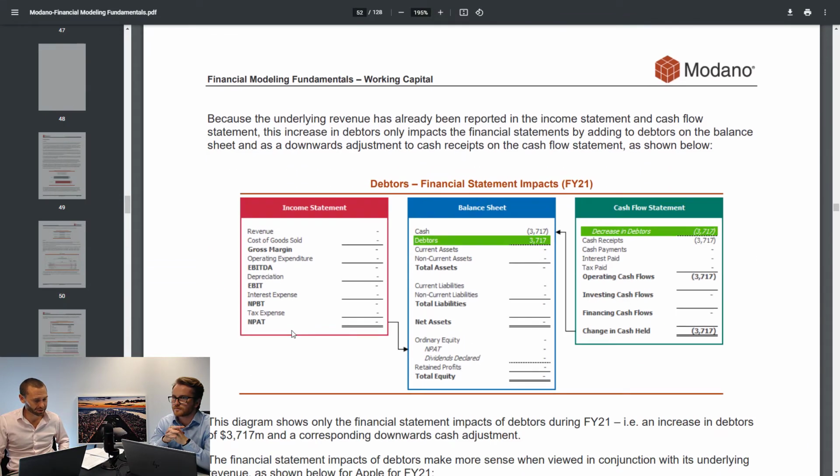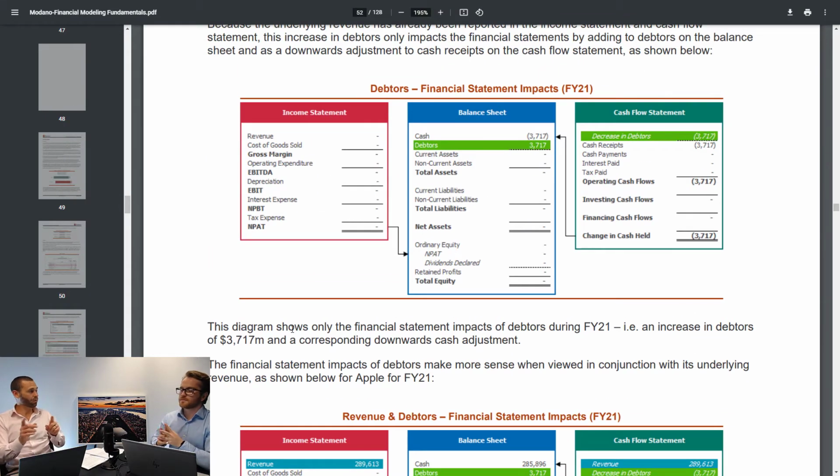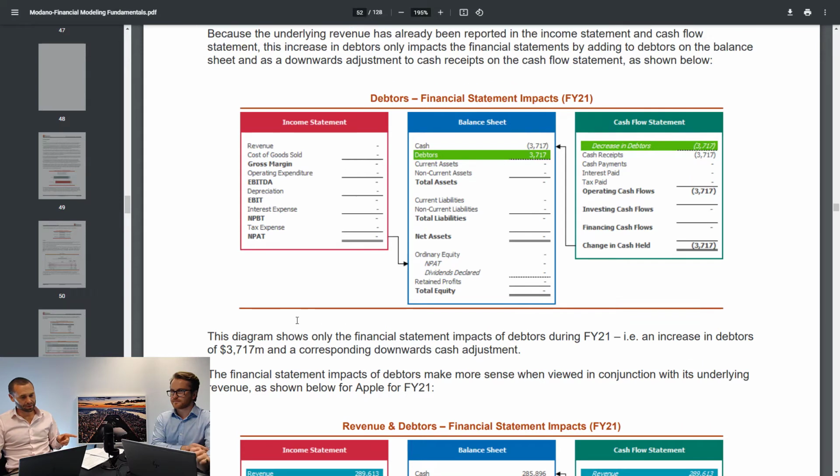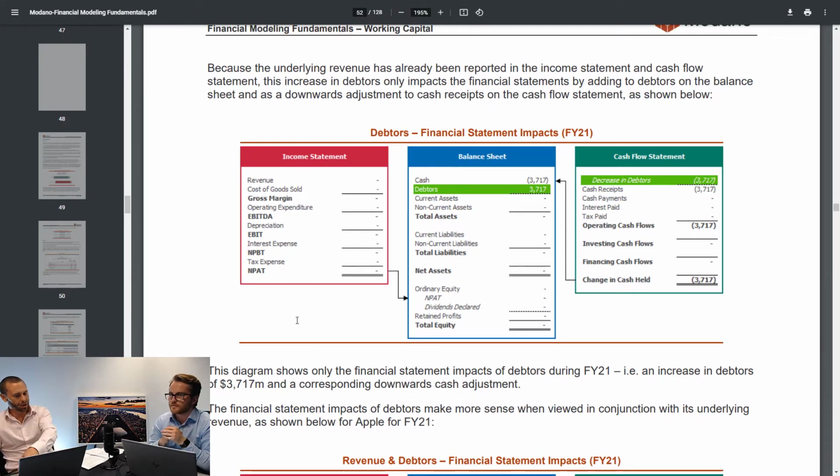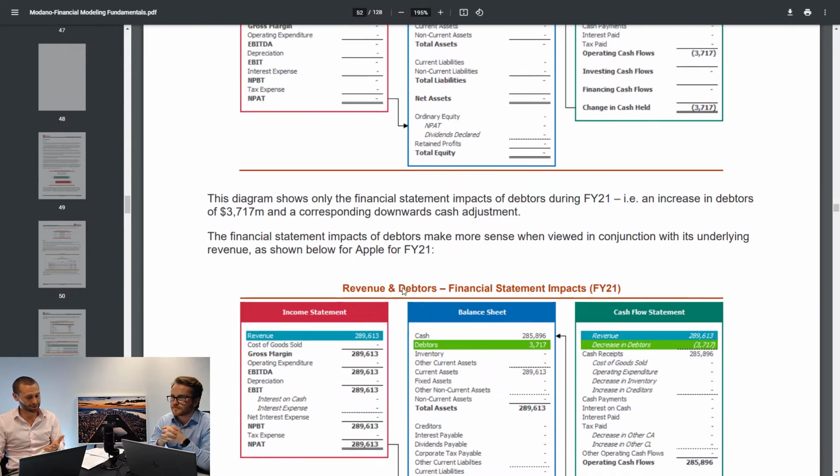Now, if you look at the financial statement impacts of this, because we've already modelled the revenue, if you just look at the debtors impact, it's an adjustment to cash. What it's saying is, hold on, my debtors actually went up by 3.7 billion, which means I've put revenue in which hasn't actually been received. I need to make an adjustment to cash to make sure my actual cash isn't what I said it would be, because the revenue isn't cash.